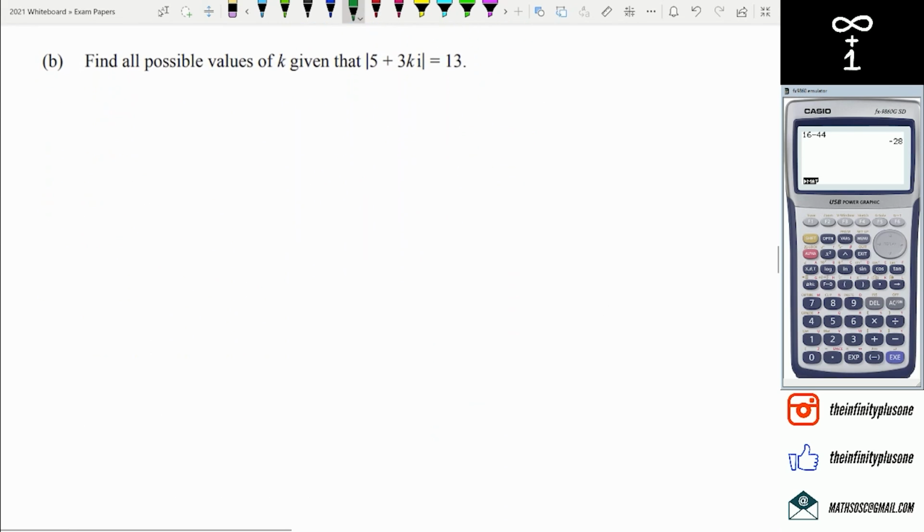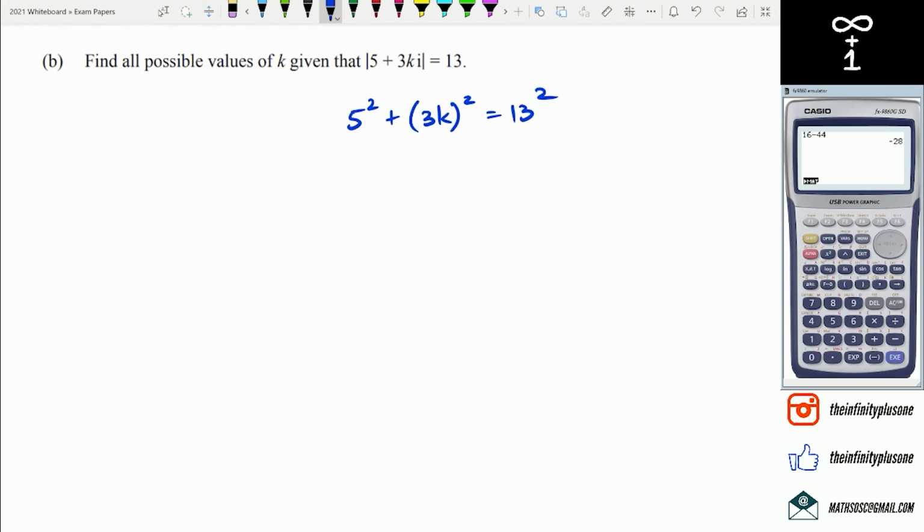Okay, so going on to the next question. Next question, what we have is find all possible values. All right, nice little clue that they give you guys by saying that it's all possible values, which means we can kind of realize that it's not just going to have one answer. So what we've got here is a modulus is equal to 13. So all we really have to do is we can actually rewrite this as, what can we say? So we can actually say modulus is 13. So we can say 5 squared plus 3k squared equals 13 squared.